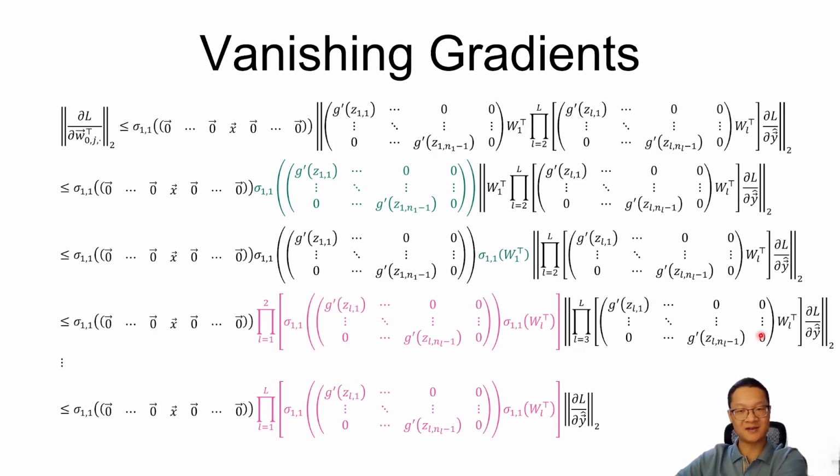Okay, so hopefully you can see the pattern. If we keep doing this, then everything in here eventually will become sigma 1 of all of these matrices multiplied together. And in the end, the only thing left will be partial L, partial Y hat, the 2 norm of that. This is the final vector that we still have remaining in the end. Everything else comes out inside this first product, now going from little L equals 1 to big L. And the product involves the sigma 1 of these matrices instead of the matrices themselves, as we have seen earlier.